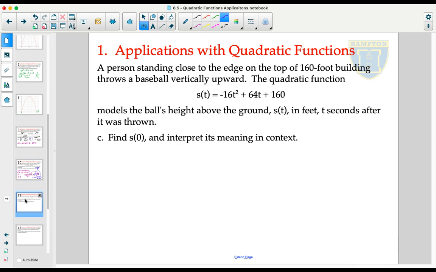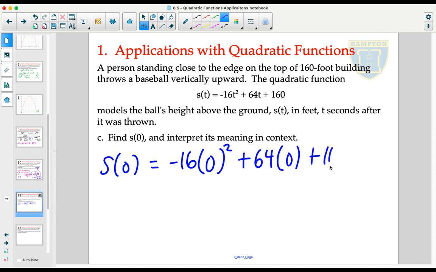We end with our easiest part. What is S of 0? Well, S of 0, similar to what we did with 2, is simply substituting 0 into the function, and I get that S of 0 is equal to 160. Those two terms are both 0. What does that mean in the context of the problem?